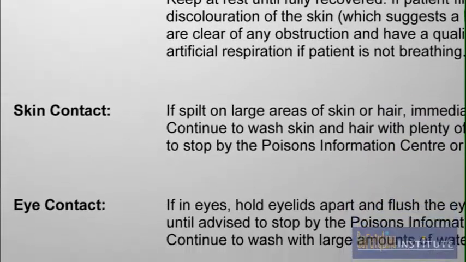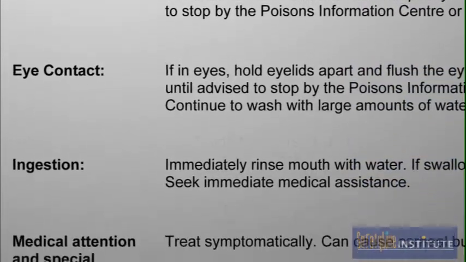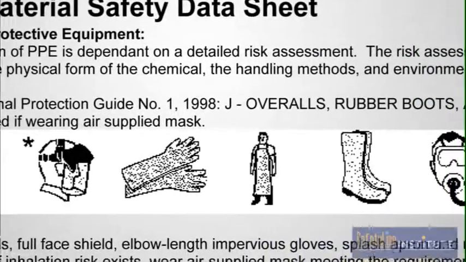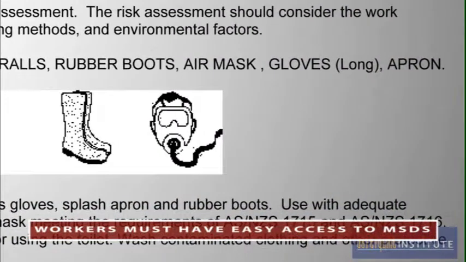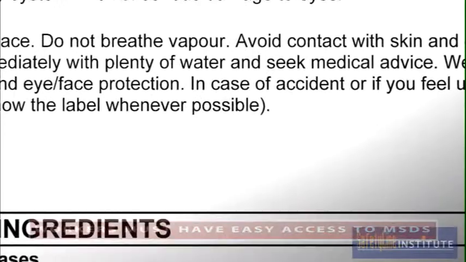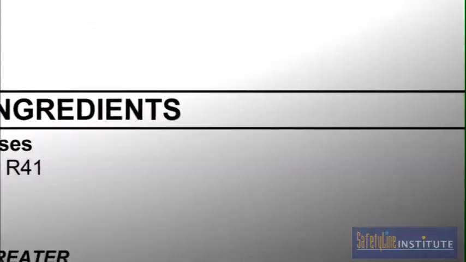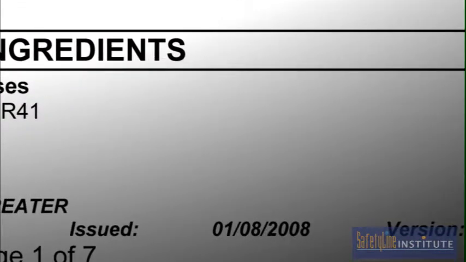The MSDS is important because it will state whether the substance is hazardous and explain how to use it safely. Workers must have easy access to the MSDS. The MSDS must be the most up-to-date version, as they are updated at least every 5 years.